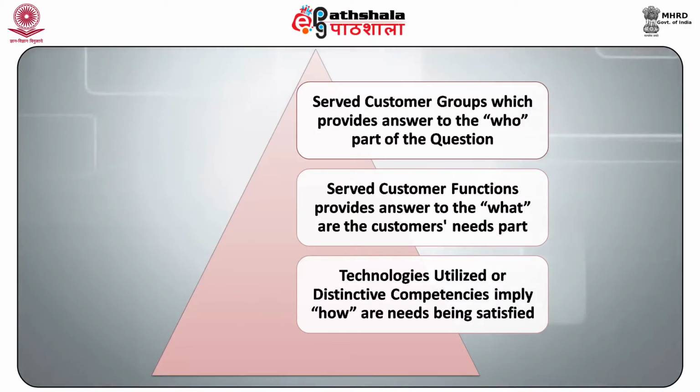The earlier model considered two dimensions, product and market, also known as the product-market grid. Abell defines the business by answering the three basic questions: who, what and how. The three dimensions in Abell's model are: served customer groups, which provide the answer to the who part of the question; served customer functions, which provide the answer to the what, or customer needs, part; and technologies utilized, or distinctive competencies, which imply how needs are being satisfied.